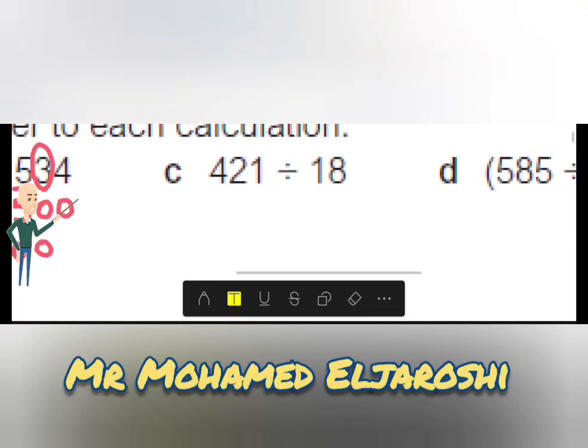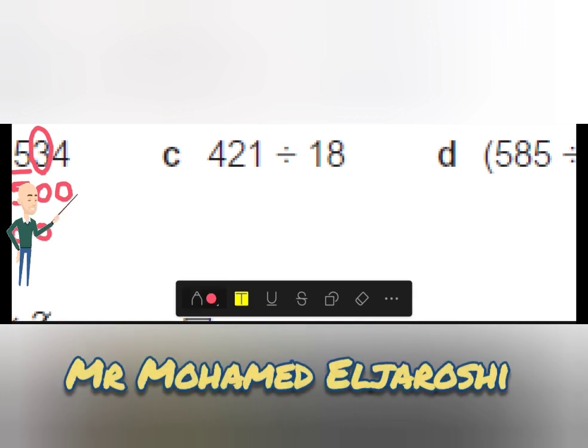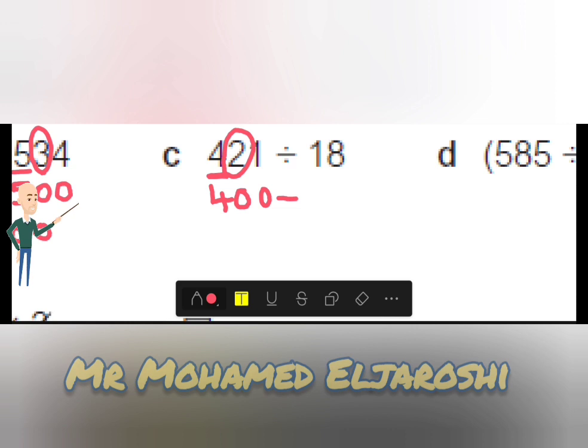We have 421. When you estimate it or round it to one significant figure, the first significant figure is 4. The number after it is 2. 2 is less than 5, so we don't change the 4. So it's going to be 400. And then we have divide here. Divide what? Very good. Divide 18. When you round it to one significant figure, the first significant figure is 1, and 8 is bigger than 5. So you're going to add 1 to the 1. It's going to be 20.